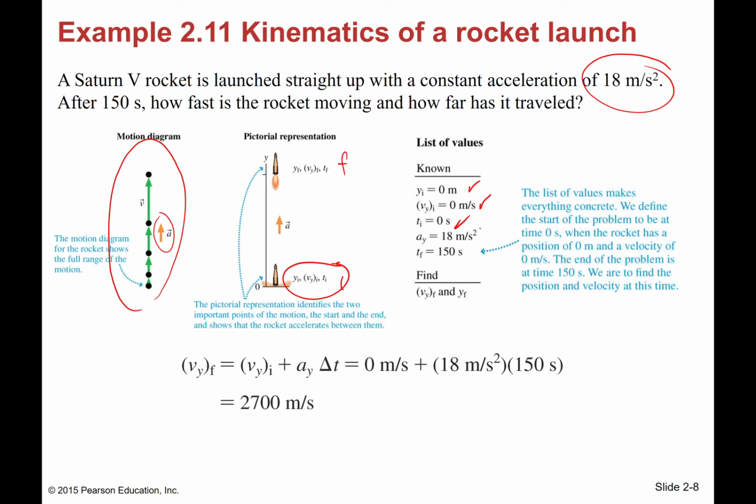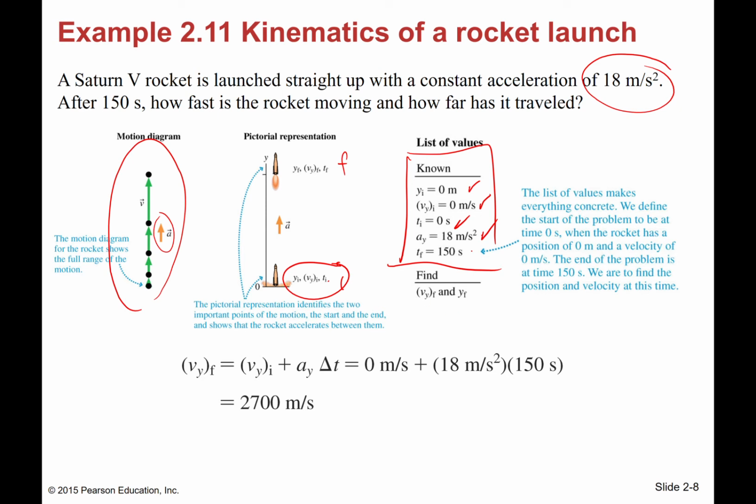We know the acceleration is 18 meters per second squared, and we also know the time from t initial to t final. So we know t final, which is 150 seconds. So this is what I know. And now this is what I need to find: the final velocity and the final position.